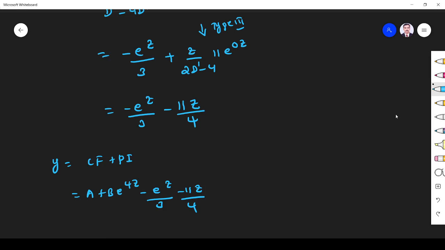So that is the answer. If you have any doubt, please see. It's not even type 1, it is type 0. Type 1 itself we can solve.